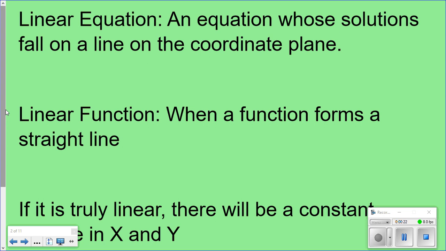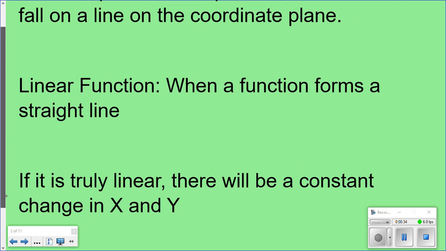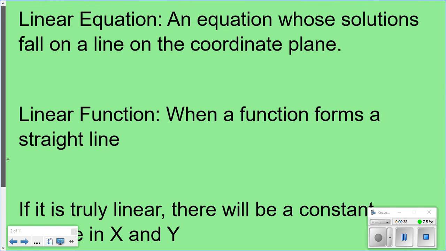So here are a few of our vocabulary words today. The first one is linear equation. The second one is linear function. And the third little bit isn't a definition. It's just a little bit about the linear functions and equations. So I'll let you write these down.